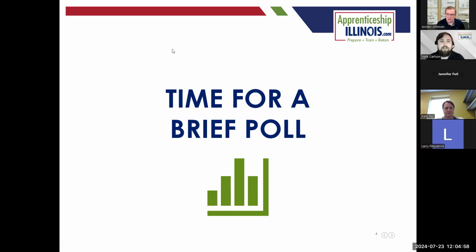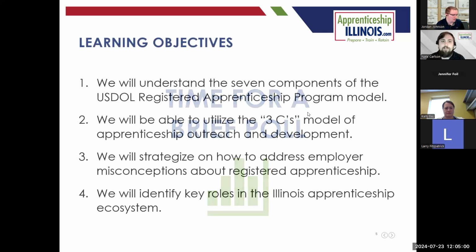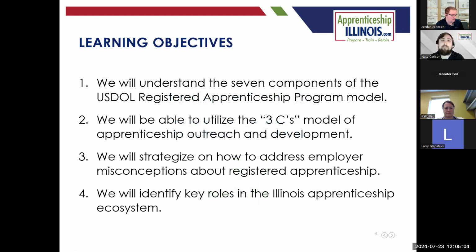Good afternoon, everybody. My name is Nate Carlson, as Jordan introduced, and I wanted to start off today this session called Apprenticeship Fundamentals by setting a baseline for what we should expect to learn today. We're asking for 90 minutes of your time, and you should know what you're going to get out of that. It's a lunch and learn. Hopefully you've got something yummy to snack on. If not, I'm sorry. So first things first, we're going to understand the 7 components of the U.S.